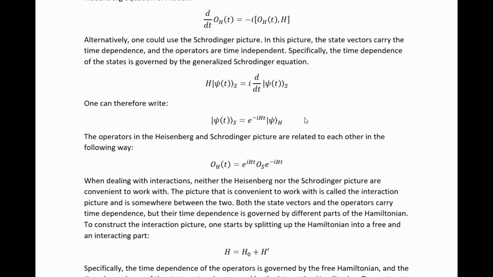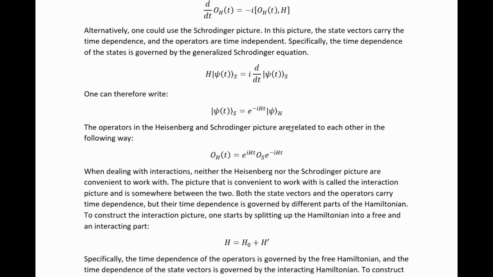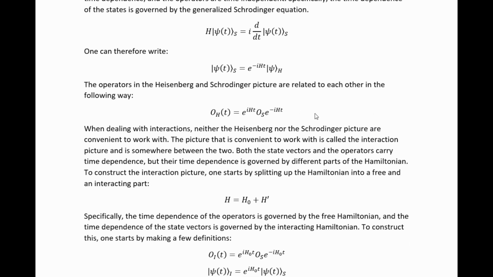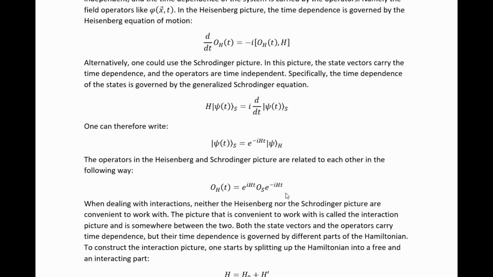One can therefore write this relationship between the Schrödinger states and the Heisenberg states by solving this equation and recognizing the time independence of the Heisenberg states. The operators in the Heisenberg and Schrödinger picture are related to each other in this way. The reason is that that's what solves this equation up here.